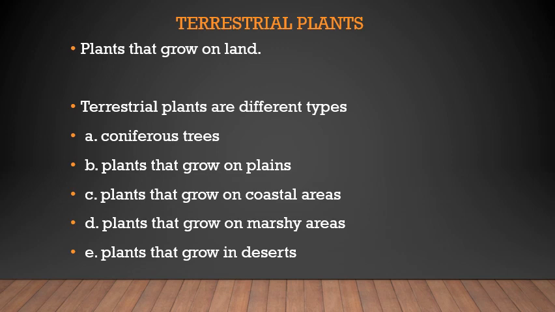That is coniferous trees, plants that grow on plains, which I will explain, plants that grow on coastal areas, plants that grow in marshy areas, and plants that grow in deserts. These are the main five different types of plants that grow on land, that means the terrestrial plants.